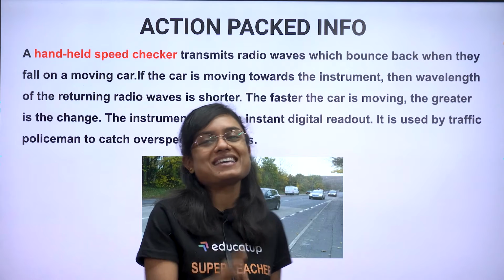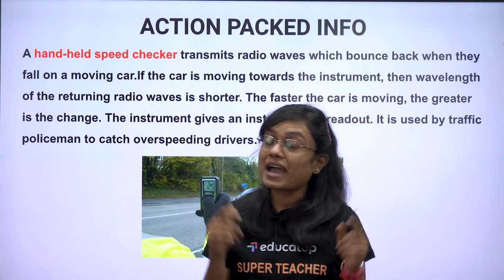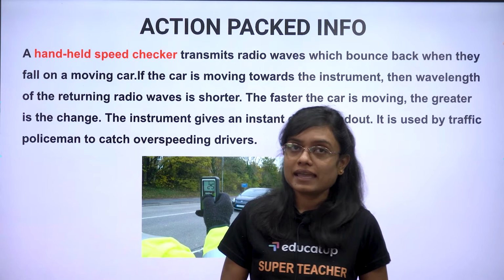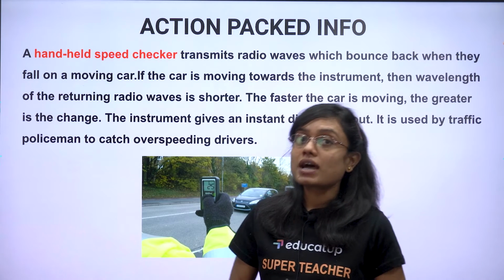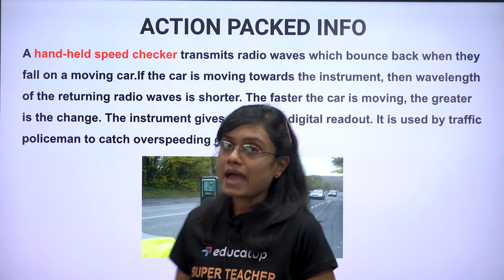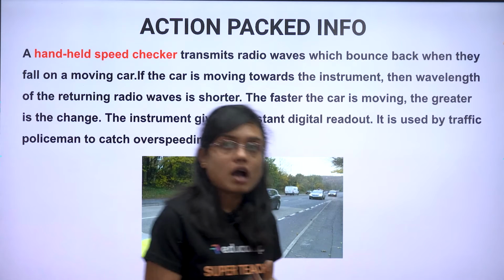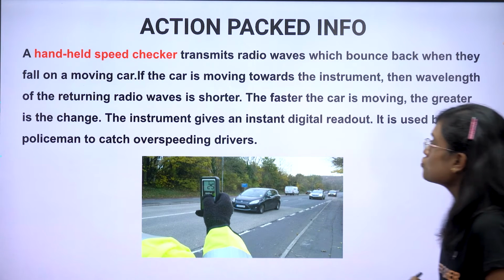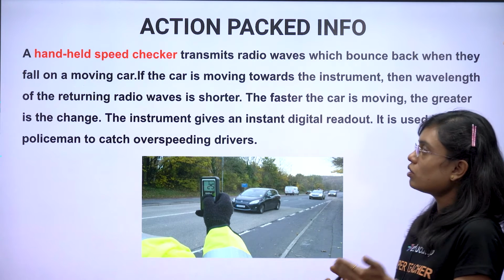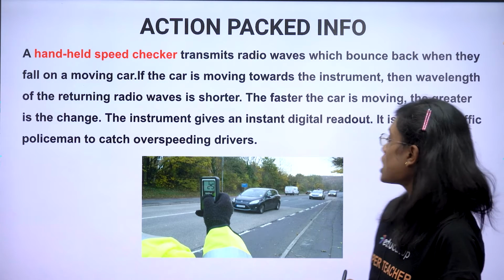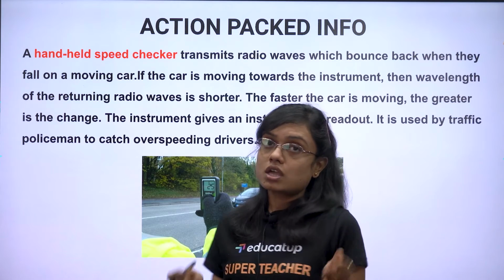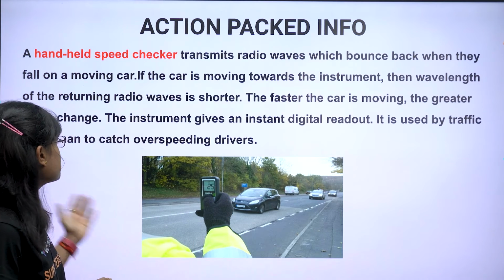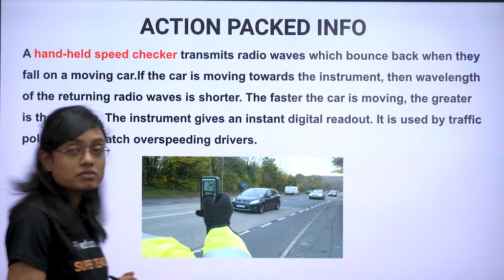Action packed info, guys, something very important for you, and it's really a boon to know. We are going to talk about a handheld speed checker which transmits radio waves which bounce back when they fall on a moving car. If the car is moving towards the instrument, the wavelength of the returning radio waves is shorter. The faster the car is moving, the greater is the change. The instrument gives an instant digital readout. It is used by traffic policemen to catch overspeeding drivers.